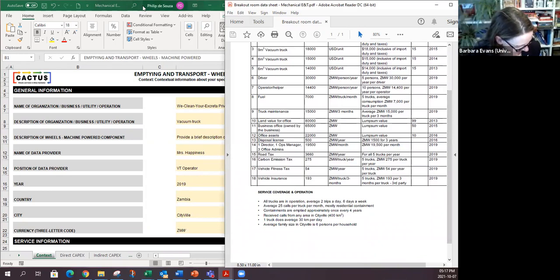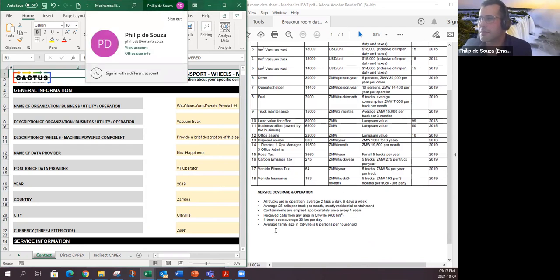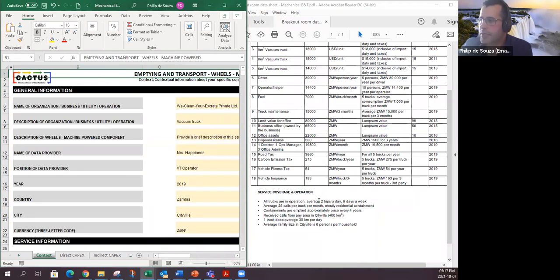Okay. At the bottom of the screen, you'll see a little bit of context information. What we've got over here is: all trucks are in operation, average 2 trips a day, 6 days a week. Average is 25 calls per truck per month, mostly servicing residences, so residential containment. Containments are emptied approximately once every 4 years. Calls are received from an area of about 400 square kilometers. One truck does an average of about 30 kilometers per day, and the average family size in Cityville is 6 persons per household.